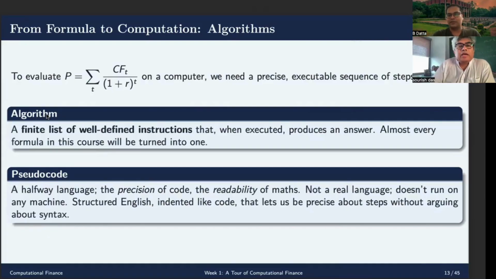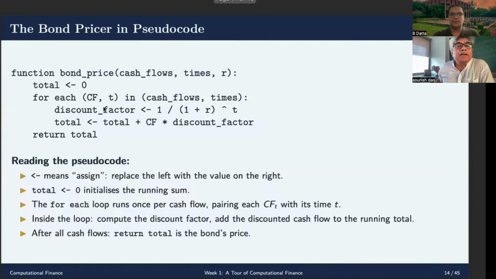Correct. Absolutely. That is another purpose. If you write it, then for any bonds we can use this one function. All you have to do is provide the cash flows, the times and the discount rate, and it will give us the price of the bond back.